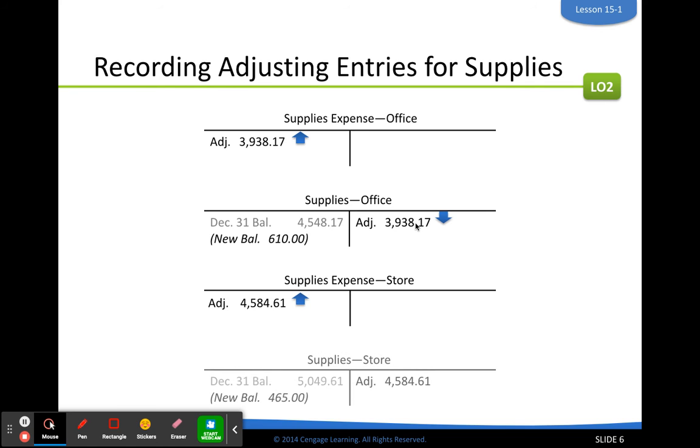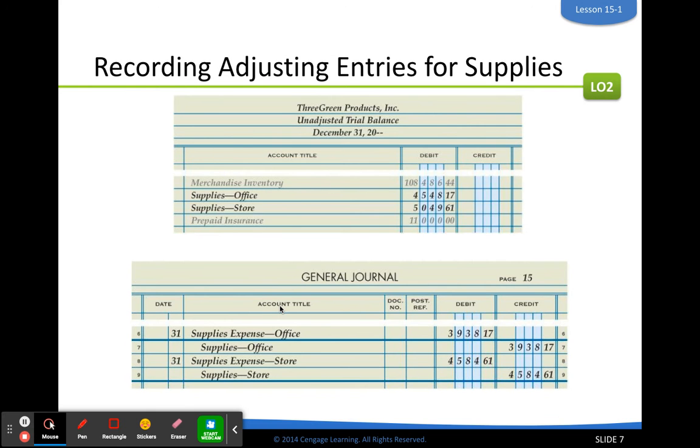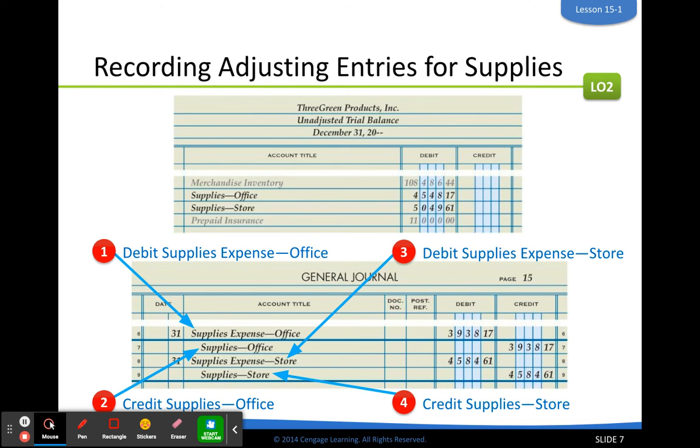We'll do the same thing for supplies store. So we started out, our balance was $5,049.61, but we really only had $465 worth of supplies on hand, so we need to make a $4,500 adjustment. So those adjustments in the general journal are 2-line entries, debiting expense, crediting supplies.